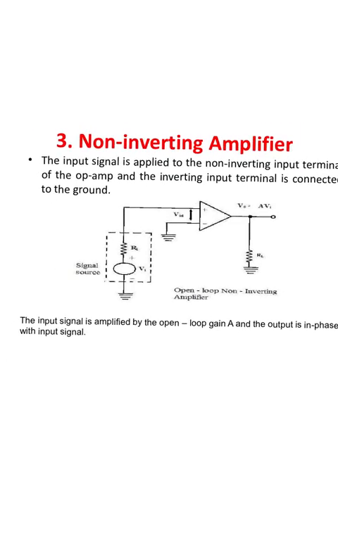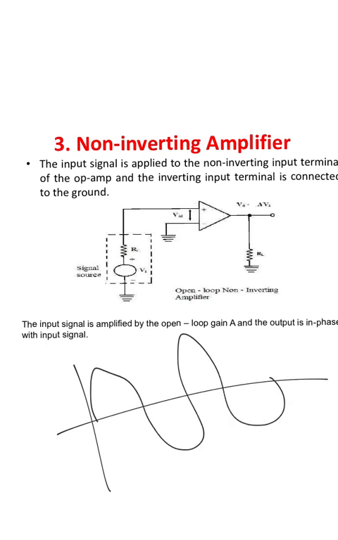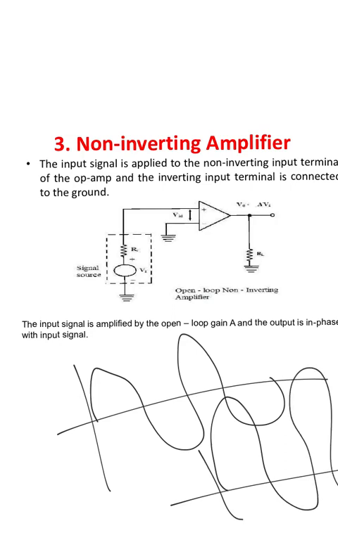Non-inverting amplifier. The input signal is applied to the non-inverting input terminal of an OPAMP and the inverting input terminal is connected to the ground. So the input signal is amplified by the open loop gain and the output is in phase with the input signal. Let me draw the diagram for this. If you give this input, the output will be an amplified version, but it will be in phase.